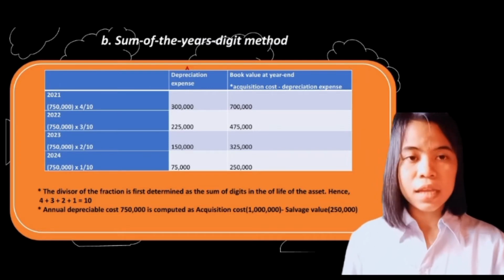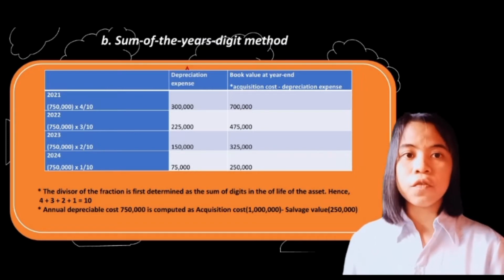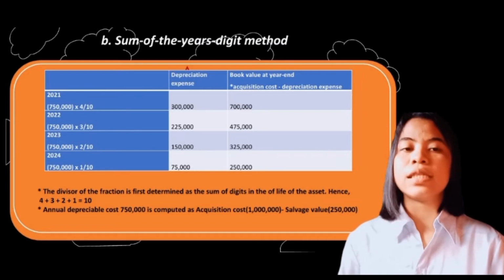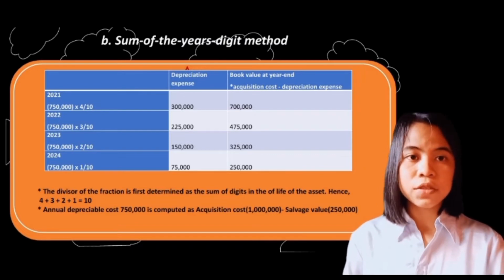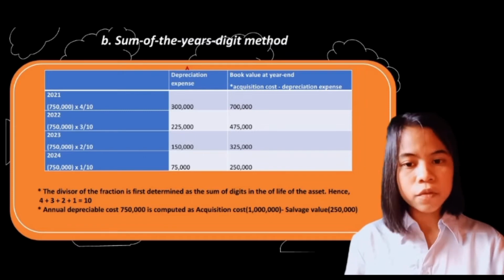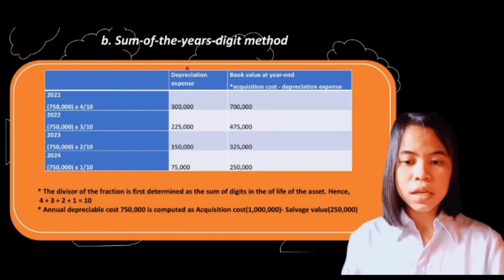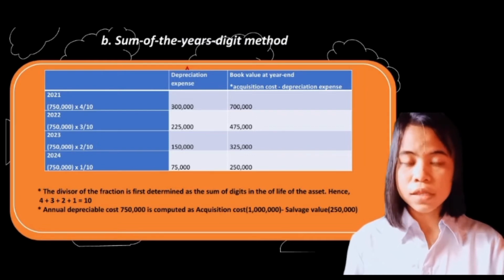The divisor is 10 kasi asset has a useful life of 4 years, so 4 plus 3 plus 2 plus 1 is equals to 10. The dividend is 4 kasi yun yung remaining useful life for 2021. So, for the book value, meron tayong 700,000 kasi 1 million less depreciation expense na 300,000 equals 700,000.